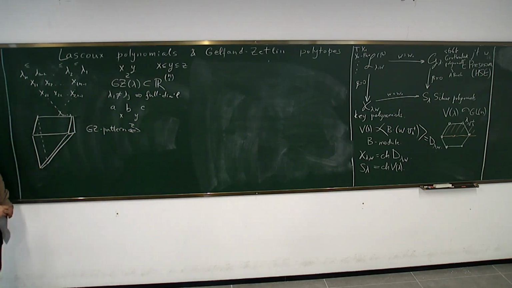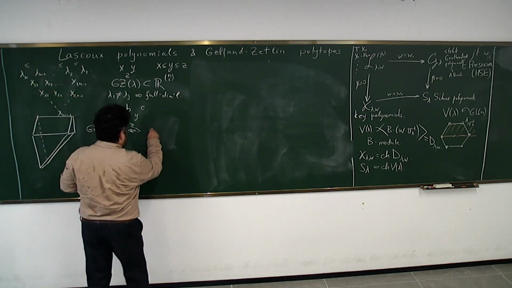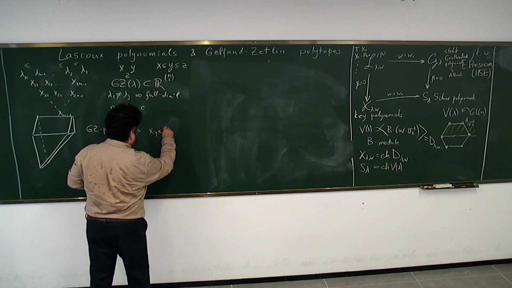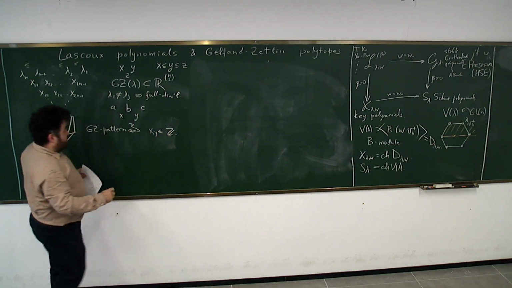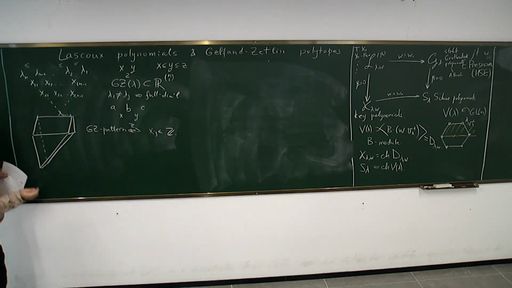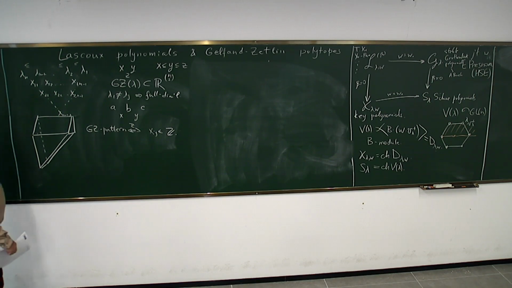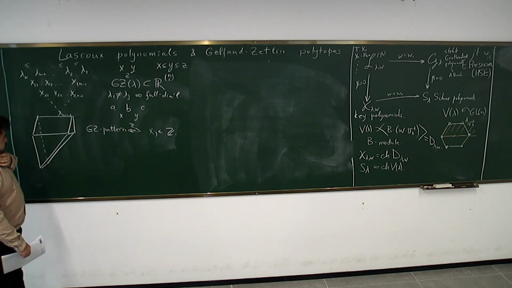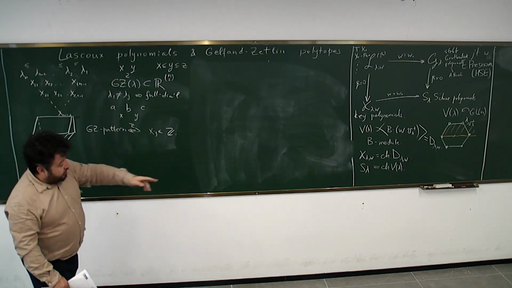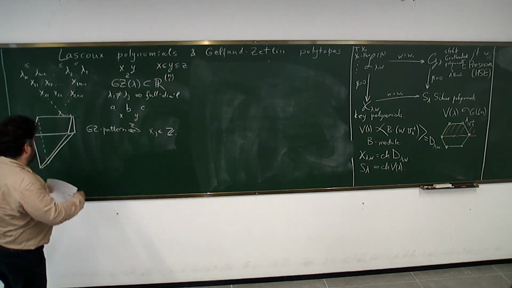By definition, this is an integer point in my Gelfand-Zetlin polytope, so a collection of x's, integers, x_{i,j}. As well, Gelfand and Zetlin introduced them in 1950 to index certain bases in V_lambda.